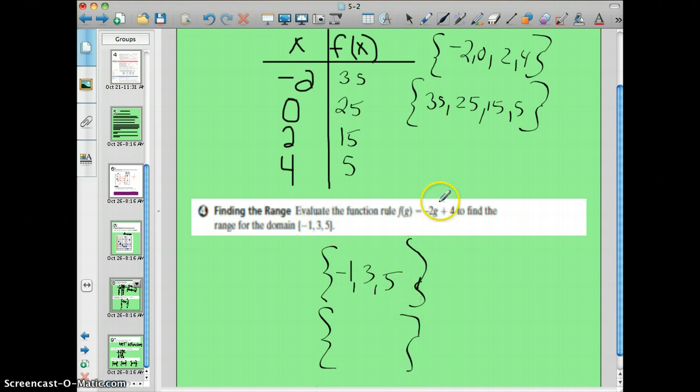Okay, -1. Plug in the -1 for g. We get -2 times -1, which is a positive 2, plus 4. 2 plus 4 is 6. Plug in 3. 3 times -2 is -6, plus 4 gives me a -2. And then 5. 5 times -2 is -10. -10 plus 4 gives me -6. So here's my range. Here was my domain. It's given my input, my output, domain and range.